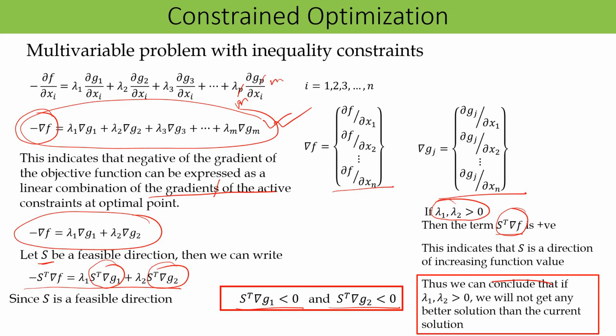Are you getting my point? What I am saying here is that s is a feasible direction, and if the multipliers are positive, then if you go along that direction, the objective function value will not decrease, it will increase. Therefore if you go along that direction, you will not get a better solution. So we can conclude that if lambda 1 and lambda 2 are greater than 0, then we will not get any better solution than the current solution. Therefore the condition is that at the optimal point lambda 1 and lambda 2 should be greater than 0.